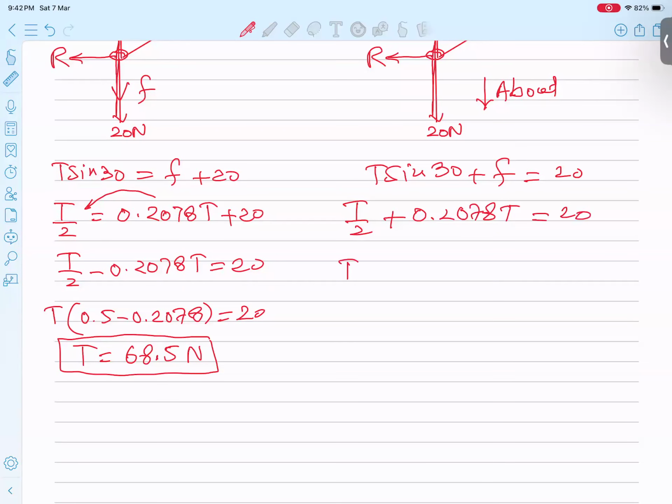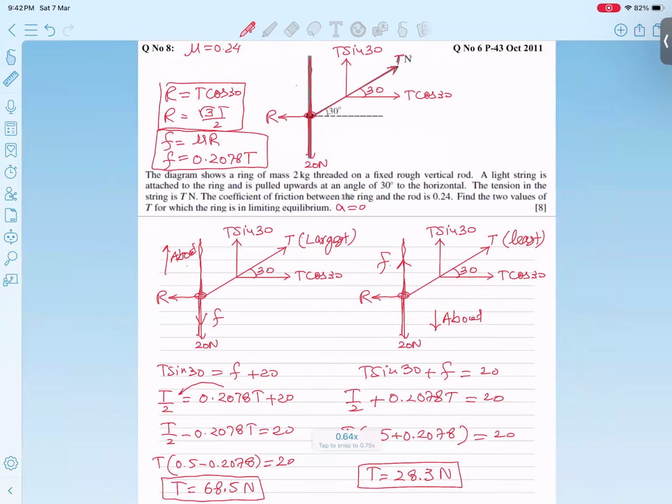And if I divide it there, what do I get? 0.5 plus 0.2078, and 20 divided by this answer, and I'm getting this time 28.3 newtons. So I hope the concept is very clear. Finally, one time again, I just check it: 0.5 minus 0.2078, and what answer am I getting here? So 20 divided by the answer. So I think the point is very clear, and we have done the question completely, alhamdulillah.